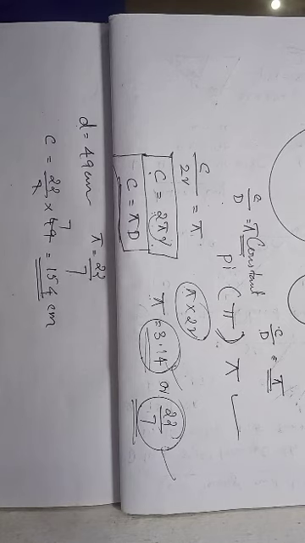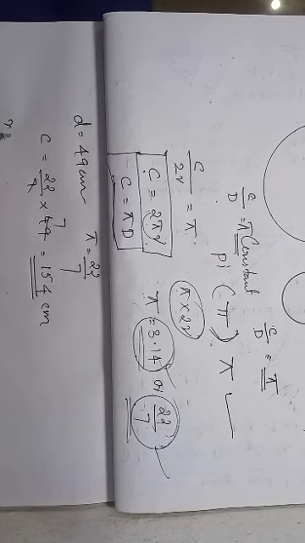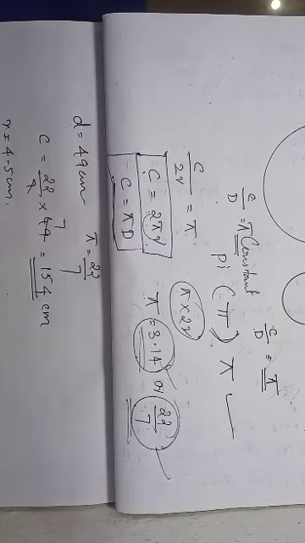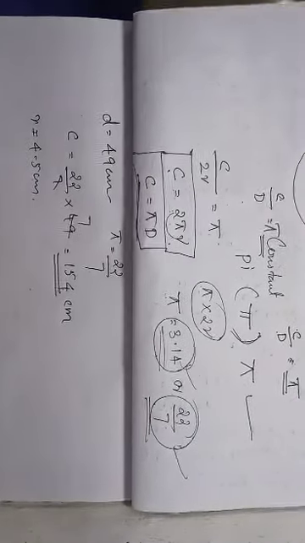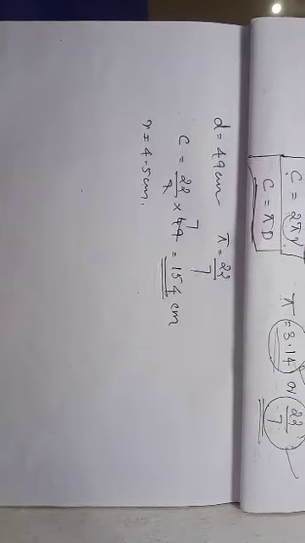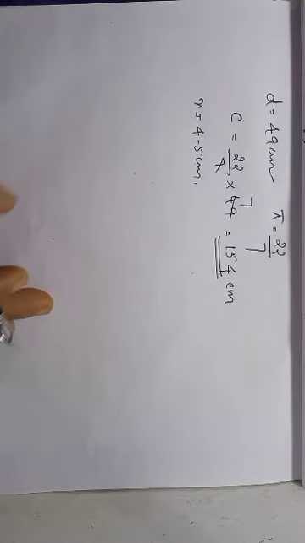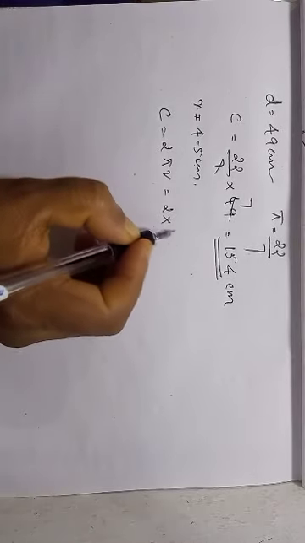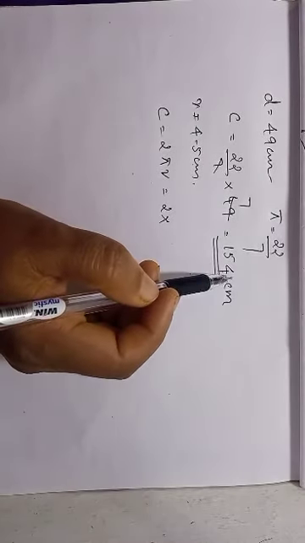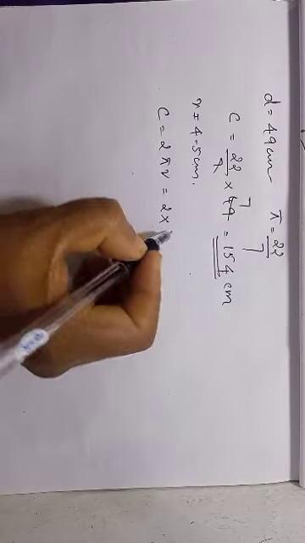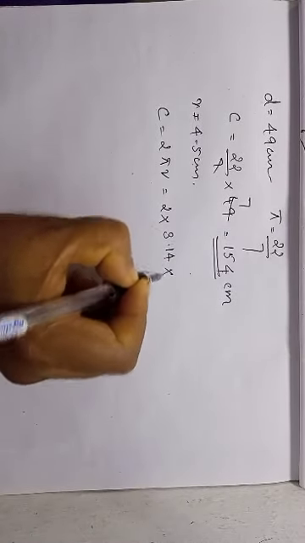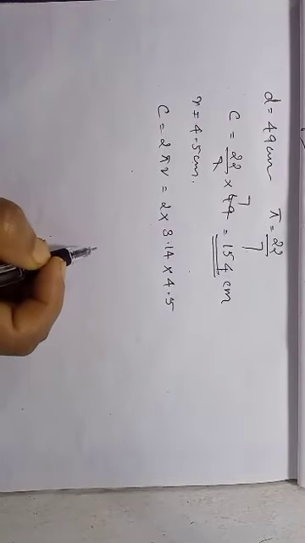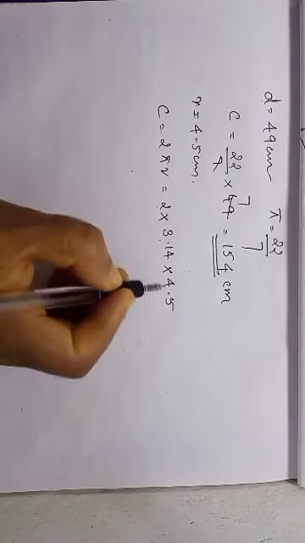Then another: diameter is equal to 15 or radius is given 4.5. Radius is equal to 4.5 centimeter. How to find the circumference? Radius is given means 2 pi r you can take. C is equal to 2 pi r. 2 into pi, you can take 22 by 7 or 3.14. Anyone you can take. I am taking 3.14. Then 4.5. So multiply these two, that answer into 4.5.